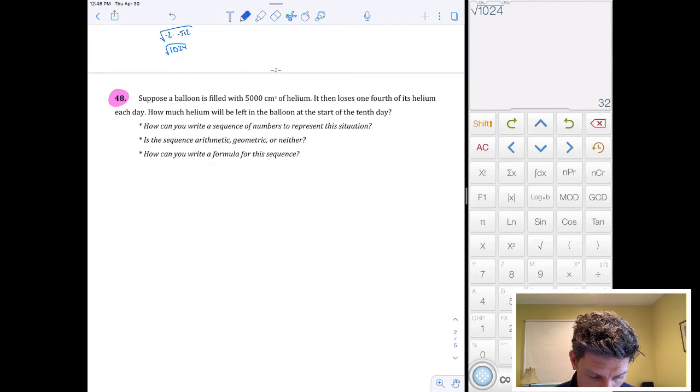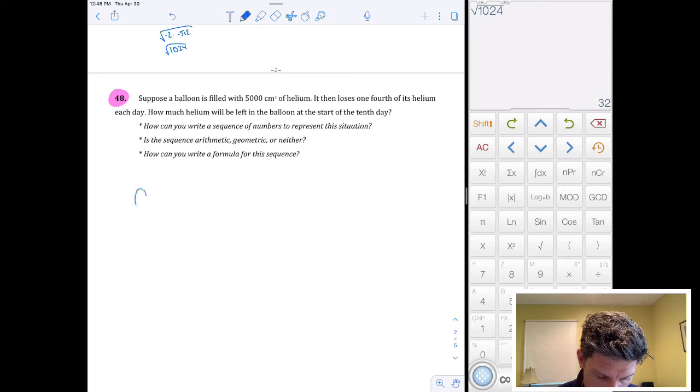Last question is number 48. It says, suppose a balloon is filled up with 5,000 cubic centimeters of helium. It then loses 1/4 of its helium each day. Already I'm thinking exponential because I'm decreasing it by 25% a day. But if we're going to stick with this new theme, let's go ahead and see what we can do.